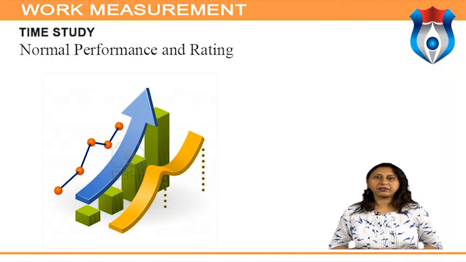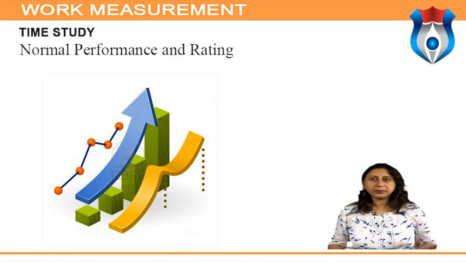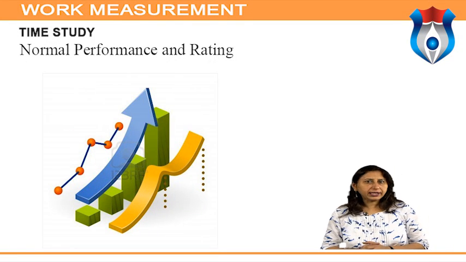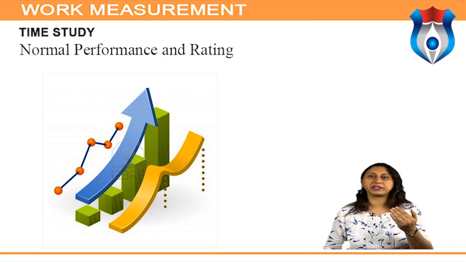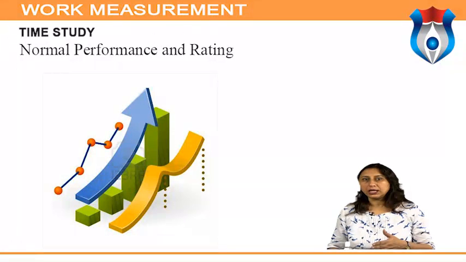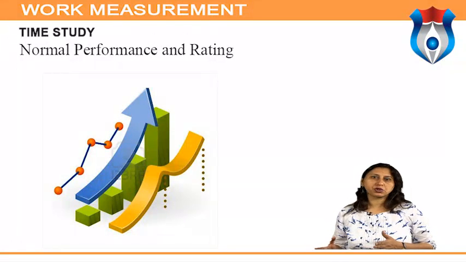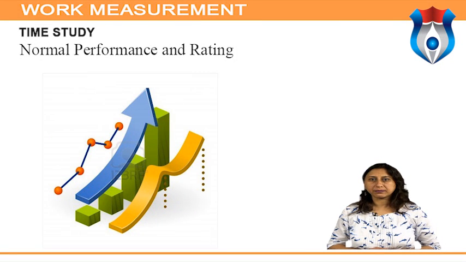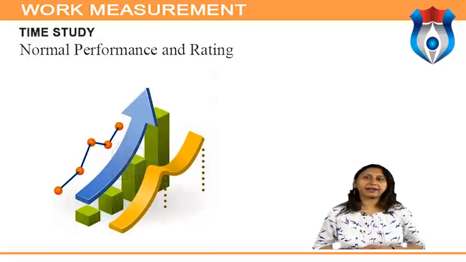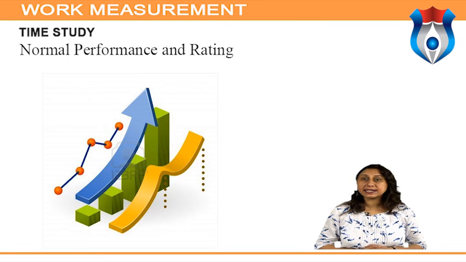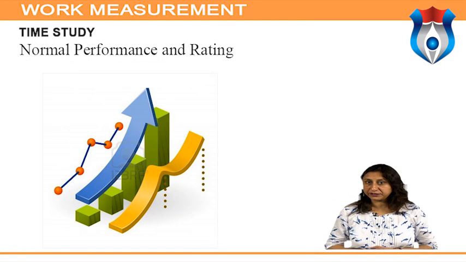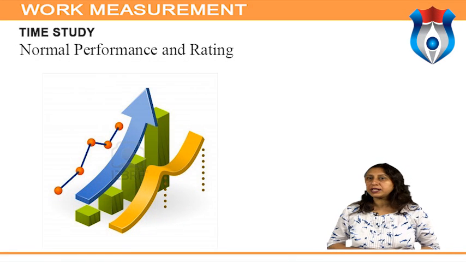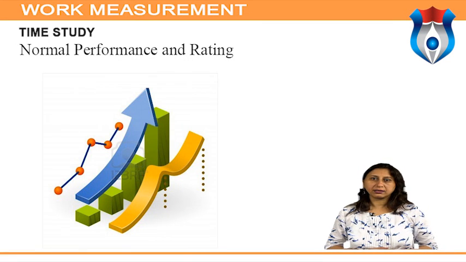Normal performance and rating. There is no universal concept of normal performance. However, it is generally defined as the working rate of an average qualified worker working under capable supervision but not under any incentive wage payment scheme. This rate of working is characterized by the fairly steady exertion of reasonable effort and can be maintained day after day without undue physical or mental fatigue.